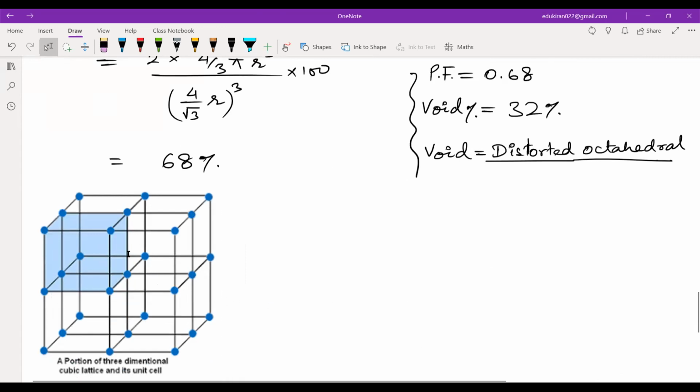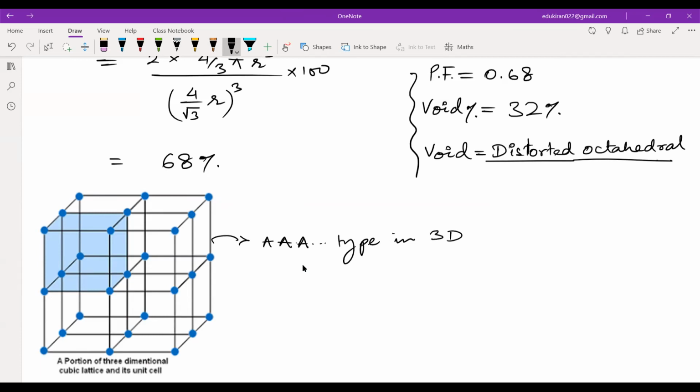Can you see this image, guys? What type of packing is this that we have seen? Tell me fast. AA type packing. AAA type packing in 3D. This type of structure.